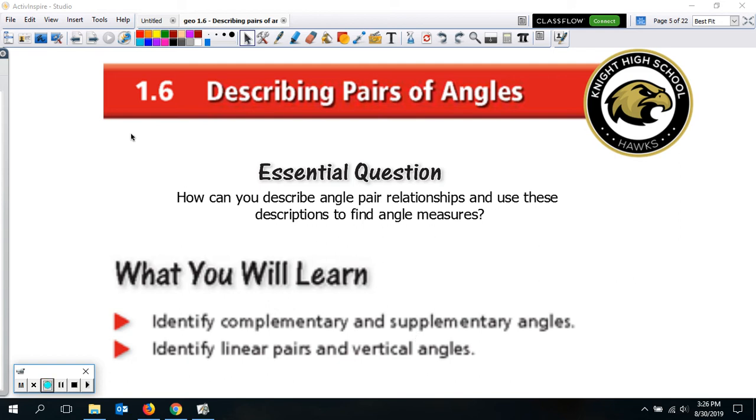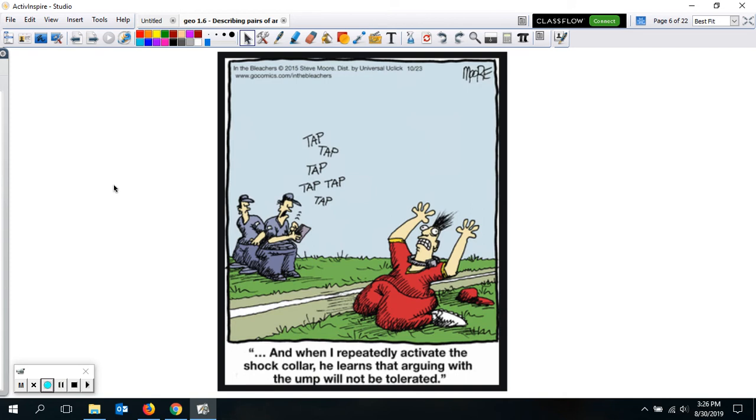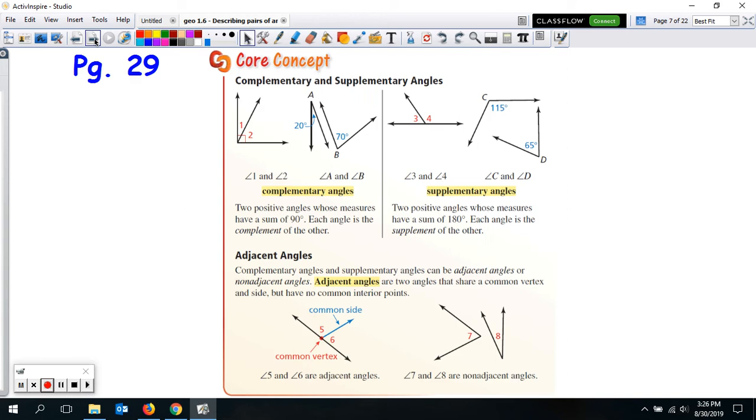Now, before we get into that, let's go ahead and look at a cartoon. So in the bleachers here, out on the baseball field, the ump's got this little shock collar on, I guess, a coach there. And when he repeatedly activates the shock collar, the coach learns that arguing with the ump will not be tolerated. He keeps zapping the guy. Yeah. All right, well, let's go into our lesson for today.